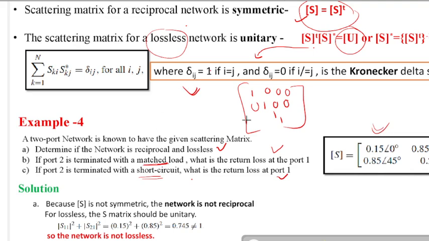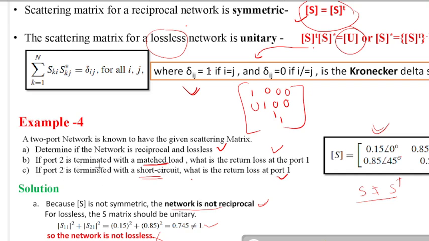Now, because S is not symmetric, the network is not reciprocal. Why not symmetric? You can see here the transpose is not the same, right? S is not equal to S transpose. That's why it is not symmetric. So first, it is not reciprocal, and for lossless the matrix should be unitary, which it is not. It is not unitary, that's why it is not lossless. So part A is done.